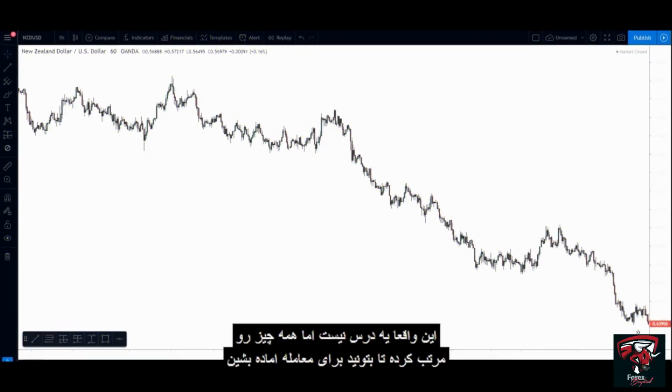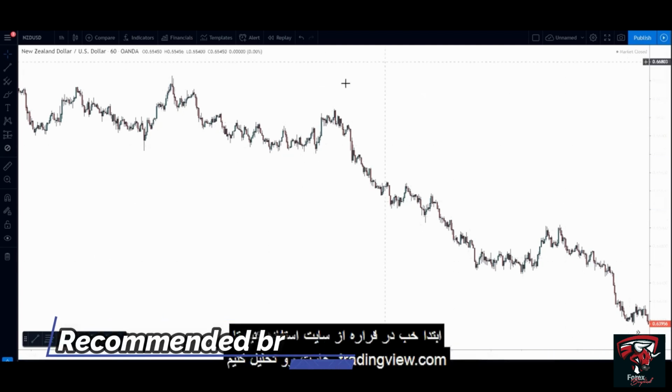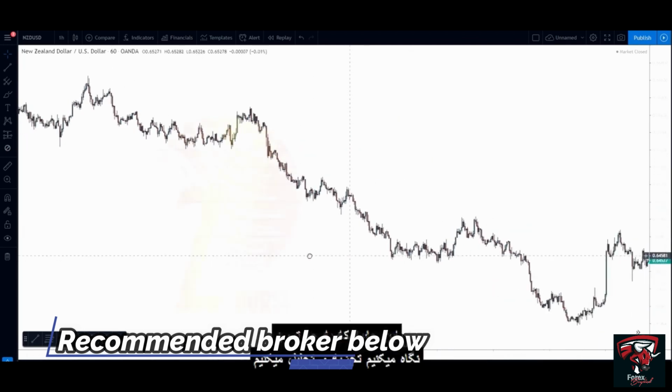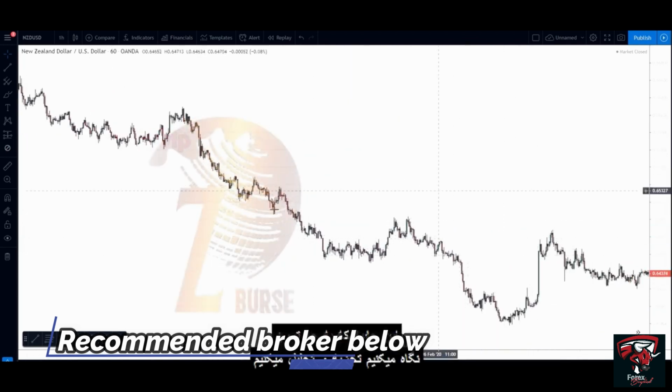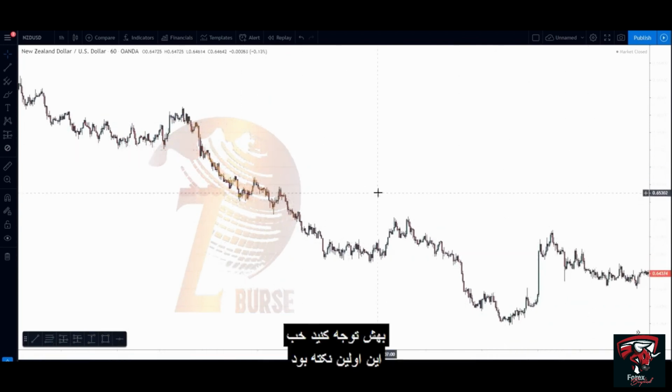This isn't really a lesson, but more so how to set everything up and get ready to trade. First things first, we're going to be using tradingview.com to analyze our charts. This is where we look at charts and do our analysis, okay? So go on your computer and type in TradingView, right?